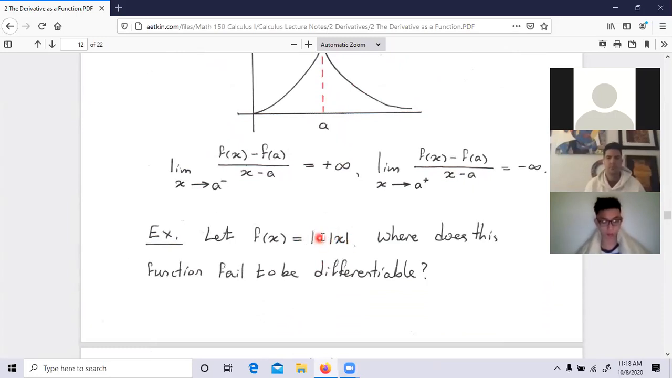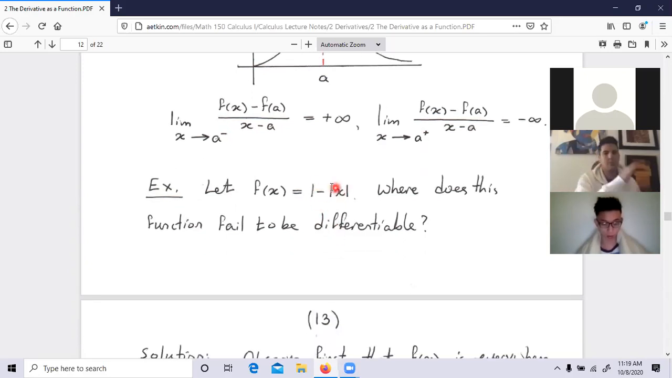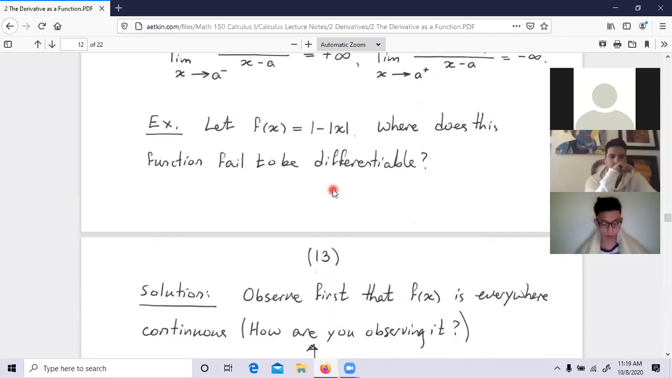So where does this function fail to be differentiable? Some of you naturally will start graphing it, but you would only be successful because this function is simple. You want to try to think with your eyes closed, okay? Where is this function not differentiable and why? Okay, so let's look at it, right?